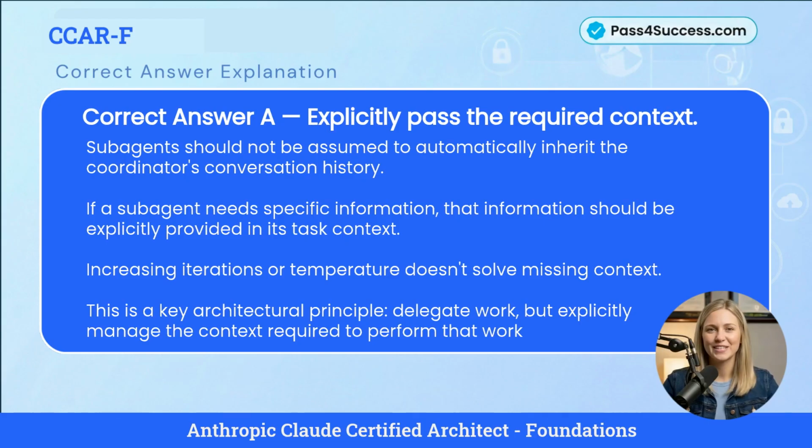The correct answer is A. Explicitly pass the required context. Subagents should not be assumed to automatically inherit the coordinator's conversation history. If a subagent needs specific information, that information should be explicitly provided in its task context. Increasing iterations or temperature doesn't solve missing context. This is a key architectural principle: delegate work, but explicitly manage the context required to perform that work.